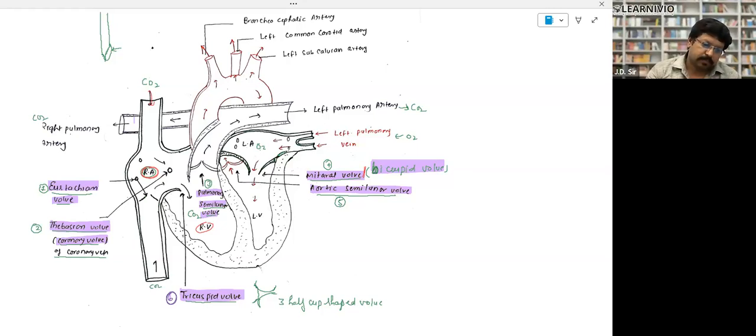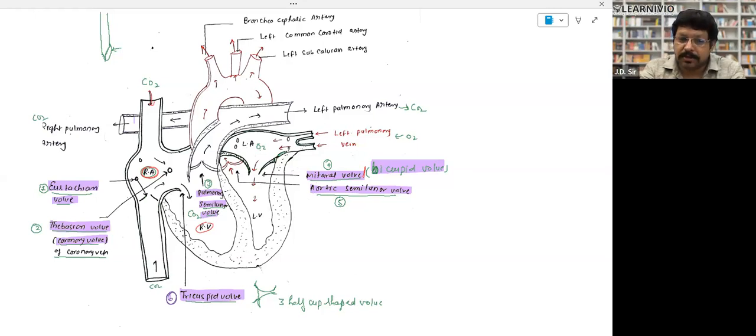Backflow from left ventricle to left atrium is guarded by the bicuspid valve, also called the mitral valve. Clear?